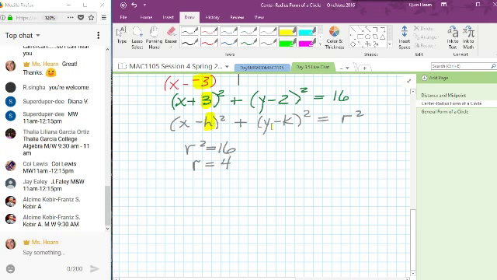Now with the k, that's a little easier because we're looking for what's being subtracted from y, and this one has a negative, so it's just a 2. So just think opposite.